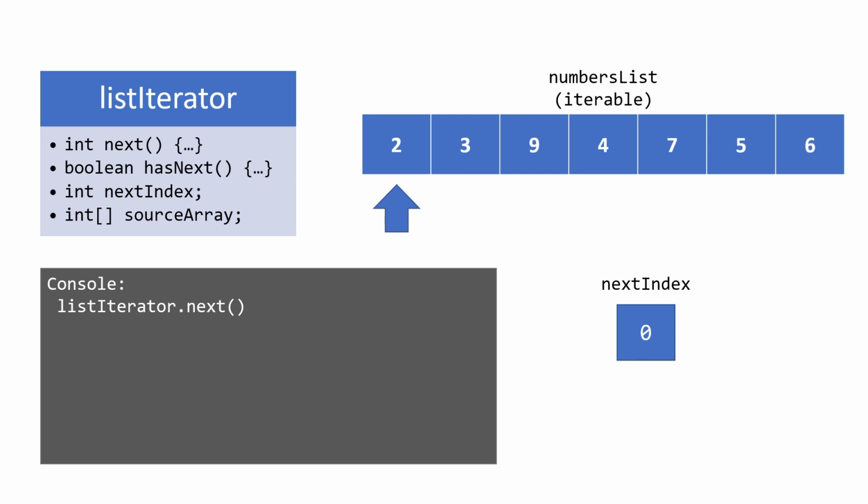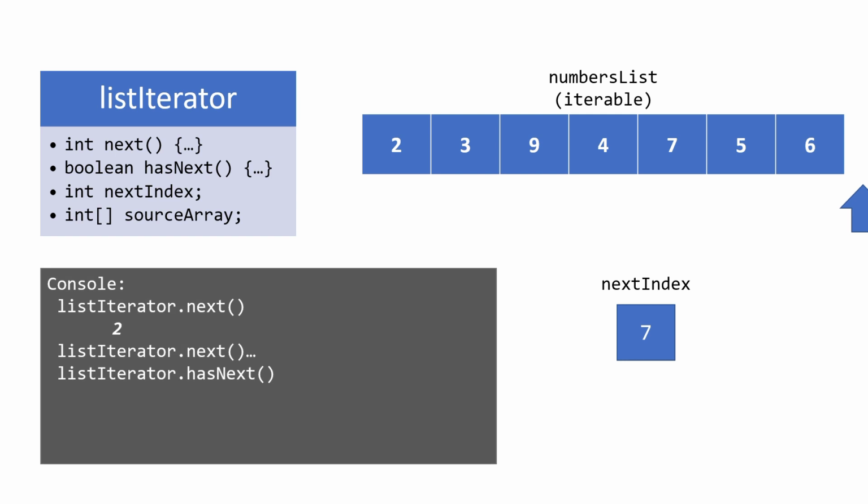Now, like we mentioned before, every time I say listIterator.next, two things happen. First of all, I return the value that my iterator is currently on. In this case, that would be 2, since my index is 0. Next, I increment my index by 1 and move my pointer to the next position. Let's say I used next a couple more times on my iterator until my next index value is 7. 7 is outside the range of my iterable, and if I used hasNext now, that would return false because there are no more values that my iterator can access.